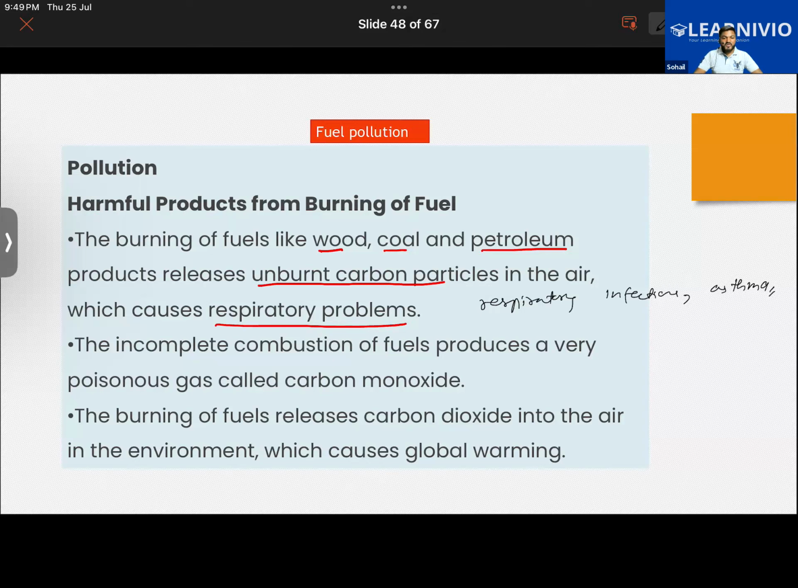Furthermore, incomplete combustion of fuels would be producing some toxic gases like carbon monoxide, as we have learned in the previous classes. Carbon monoxide has a higher affinity, higher attraction towards the hemoglobin pigment found in your red blood cells, and hence it will combine with your blood and lead to slow death of a person. If a person inhales too much carbon monoxide, it can be very fatal for him. Got this now?